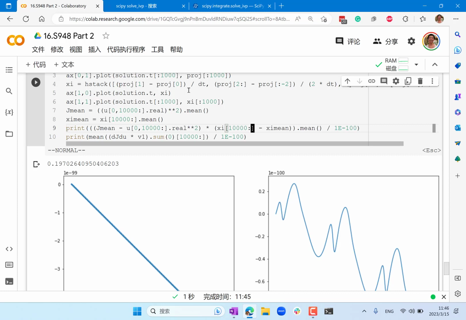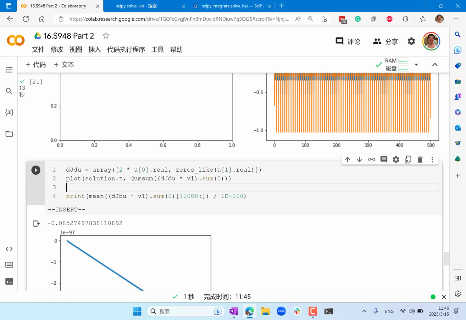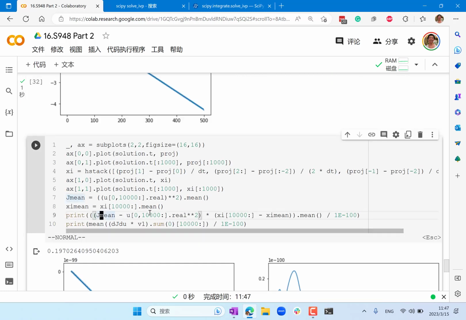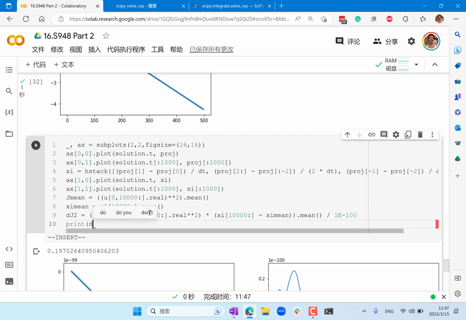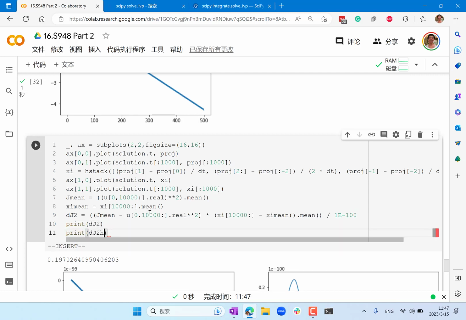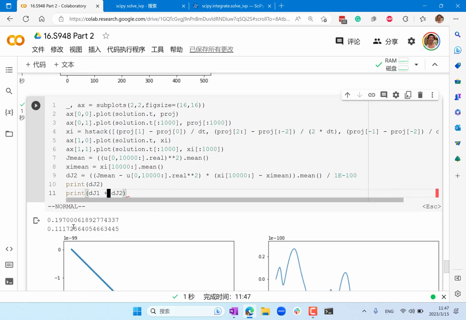Okay, and then let's actually just give them a number, right? So dj1 is equal to this. Okay, and my dj2 is equal to that. And finally, let's print dj2 and also print dj1 plus dj2. So the final number we got is about 0.11, right?